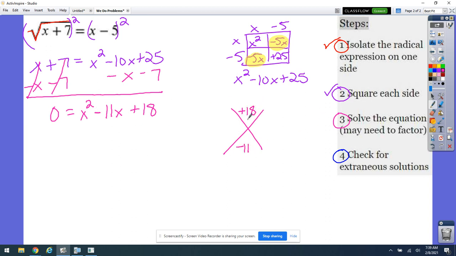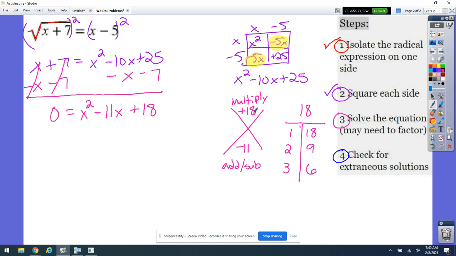So now I've got to figure out what numbers can multiply to give us a positive 18, and which ones can add or subtract to give us a negative 11. So this is our multiply box, and this is our add or subtract, depending on the sign, of course. So let's go ahead and work that out. I'm looking for factors of 18. So 1 times 18, 2 times 9, 3 times 6. So there's my multiplication here.